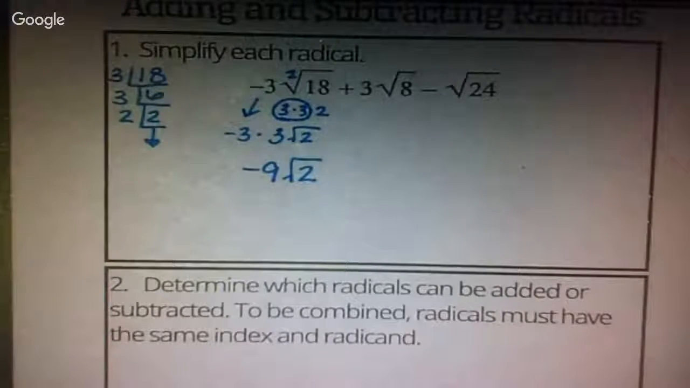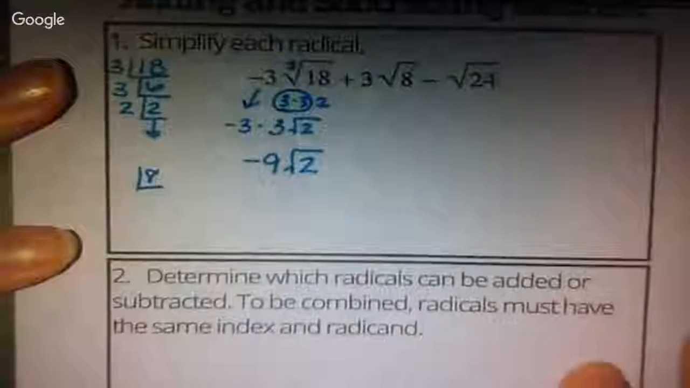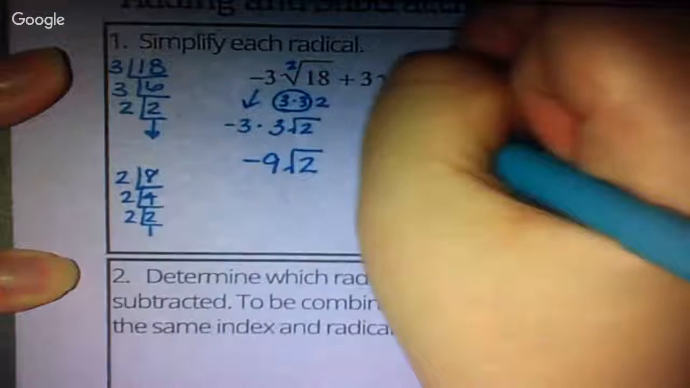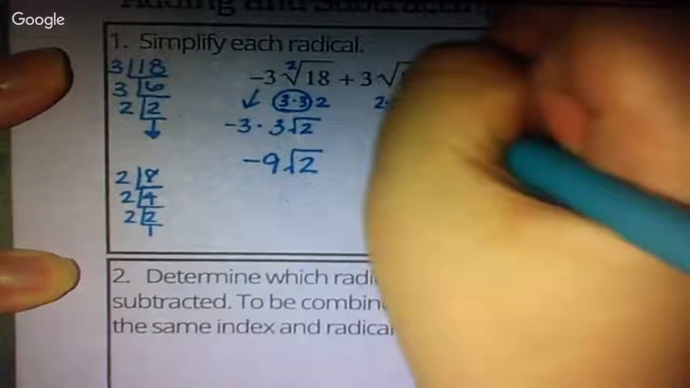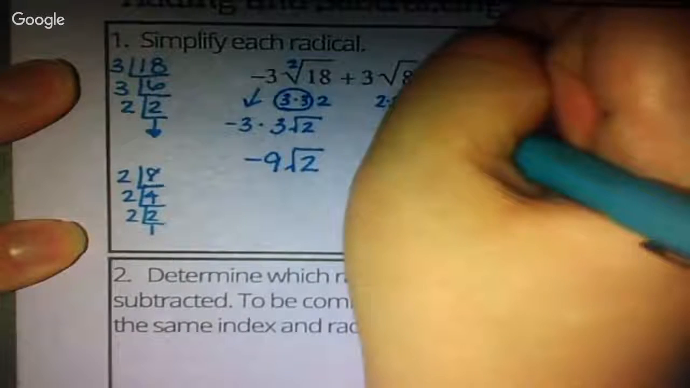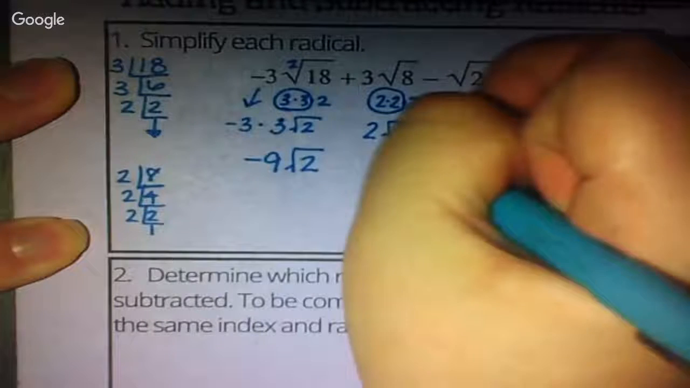So my next one, I need to break down 8. Okay, I need to break down 8. What does 8 break down into? 2 and 4, 2 and 2, 2 and 1. So Mo said this is 3 2s. 1, 2, 3. Okay. Again, what am I grouping in? 2s. So I've got one group of 2s. So that becomes 2 square roots of 2. Are you good there?